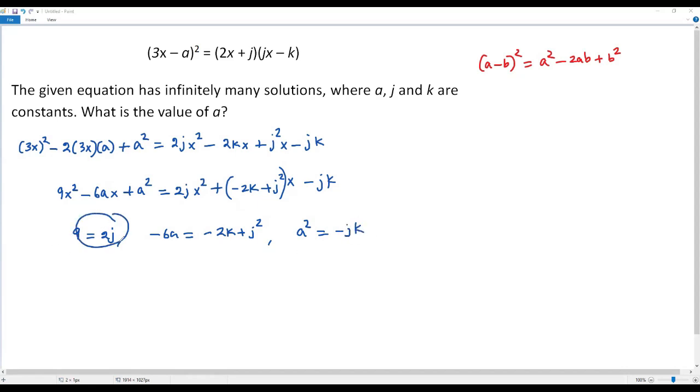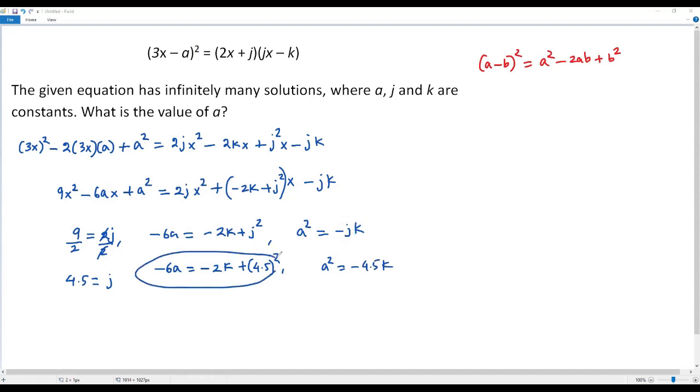Okay, now let's solve for j in this equation. For that, we have to divide both sides by 2. When I do so, this 2 will cancel out. 9 divided by 2 is 4.5. On the right side, we have j. Okay, here I got the value of j. Now we can plug in this value 4.5 for j over here and here. Okay, let me do it. Negative 6a equals negative 2k plus 4.5 the whole square, and here a square equals negative. For j we can plug in 4.5, that is we get negative 4.5k.